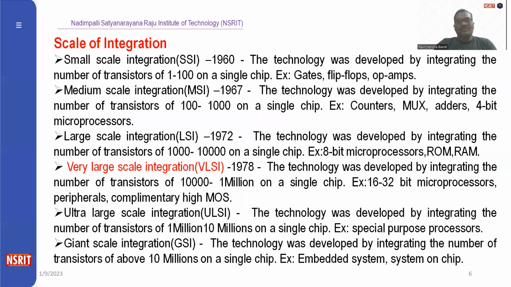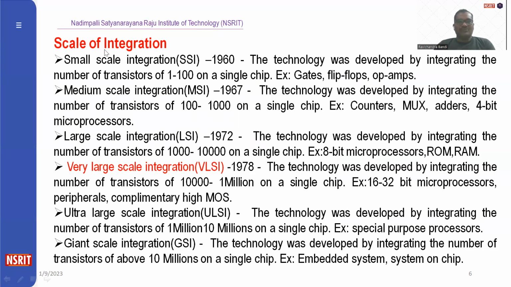Next, we will see the different scales of integration. We have small scale integration, medium scale integration, large scale integration, very large scale integration, ultra large scale integration, and giant scale integration. SSI was introduced in 1960, MSI in 1967, LSI in 1972, VLSI in 1978, and ULSI and GSI are right now in the research and developing stage.